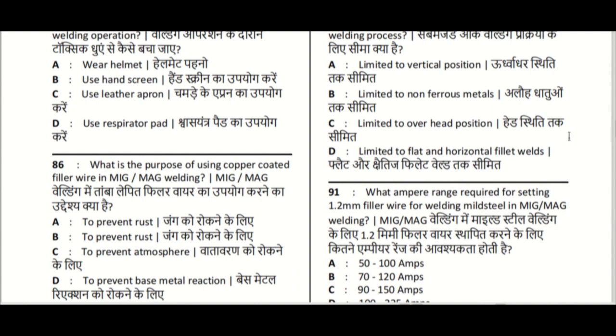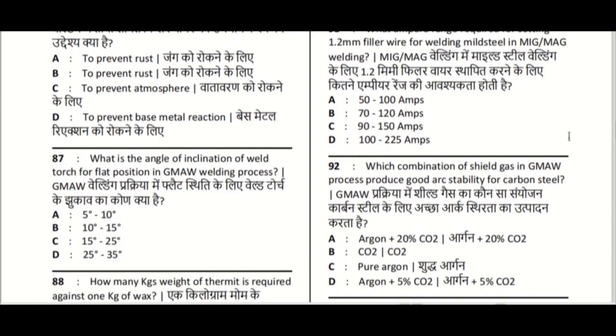What is the purpose of using copper coated filler wire in MIG or MAG welding? Purpose of copper coating is to prevent rust.